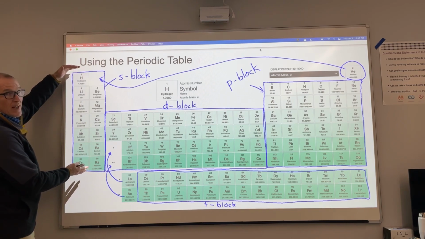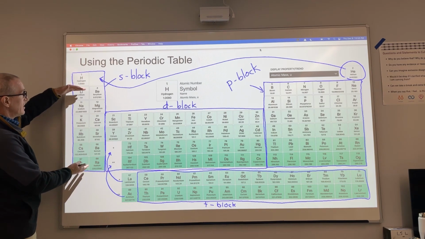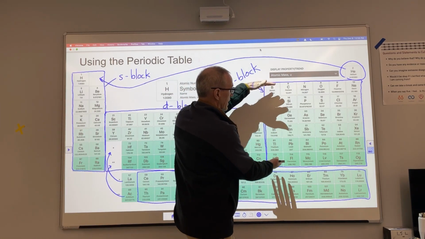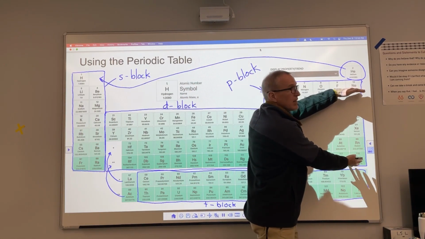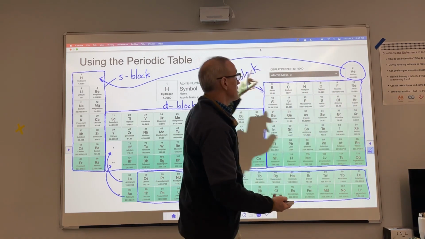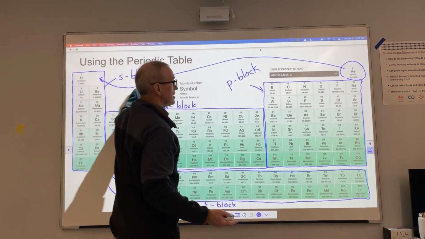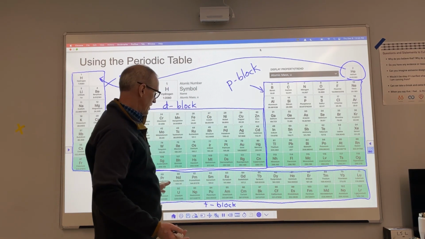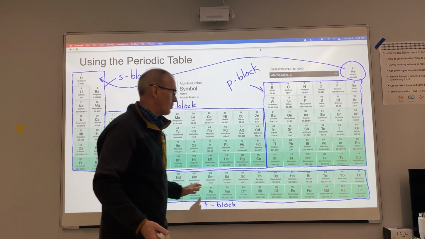So we're putting electrons into the S sublevel when we're here, putting the electrons into the D sublevel when we're here, putting electrons into the P sublevel here. Remember that helium belongs in the S block. And then we have the F sublevel, electrons occupying when we're down here.